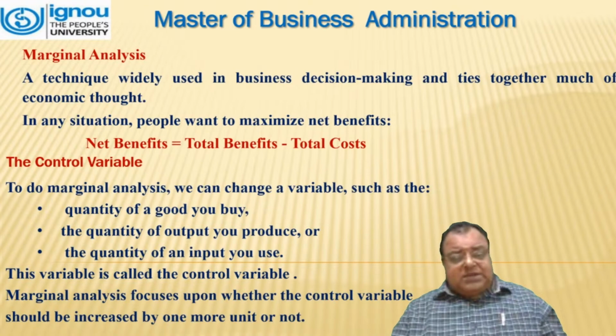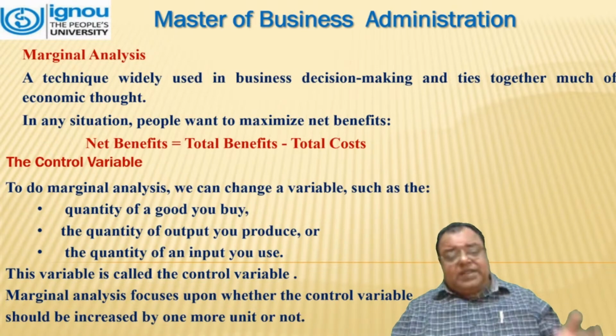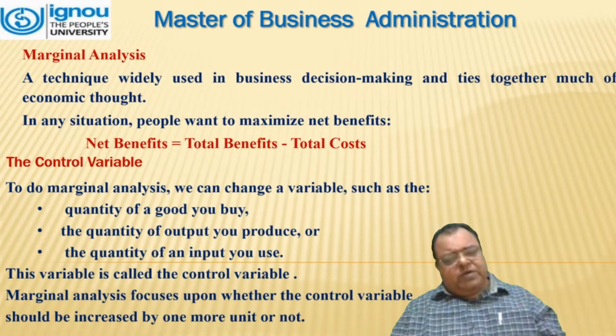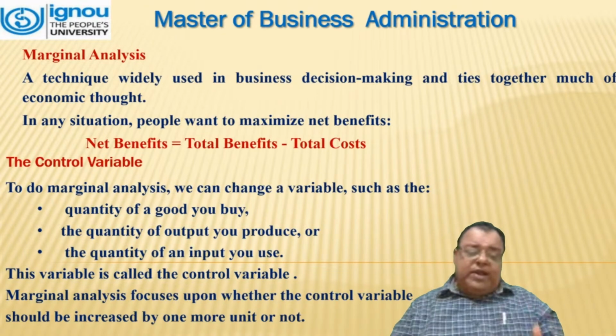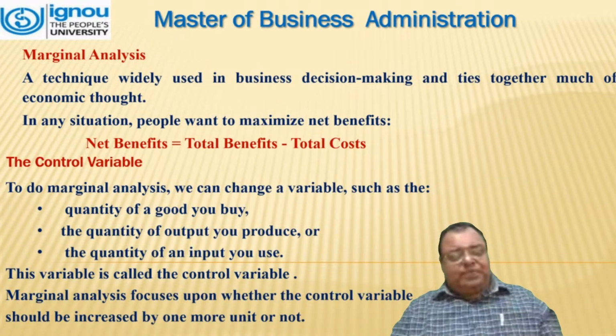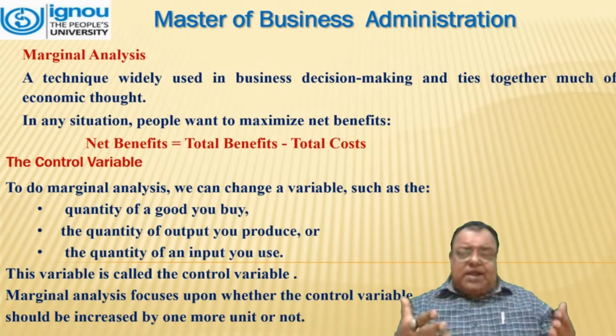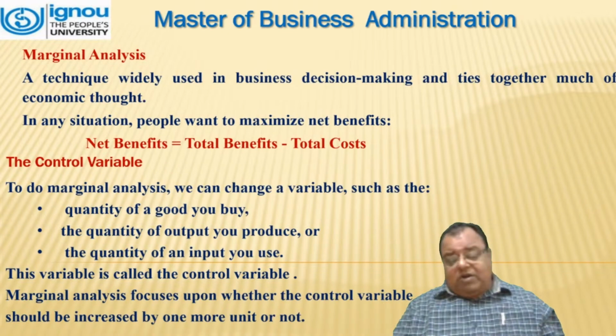To do marginal analysis, we can change our variables, such as the quantity of a good you buy, the quantity of output you produce, or the quantity of input you use. This variable is called the control variable. And marginal analysis focuses upon whether the control variable should be increased by 1 unit or not. That is the decision-making process.